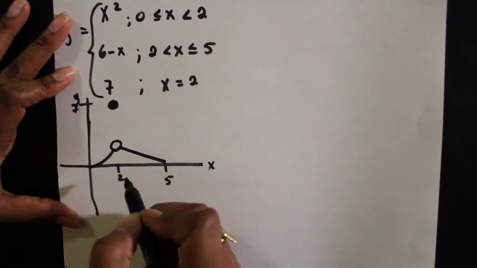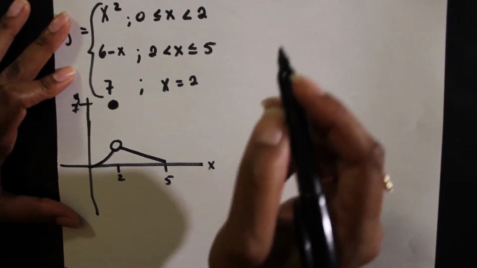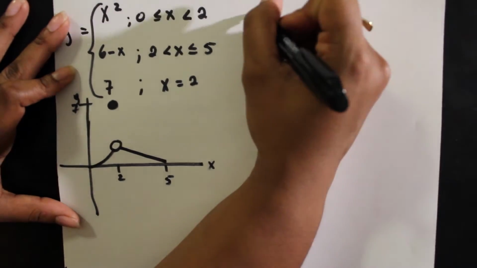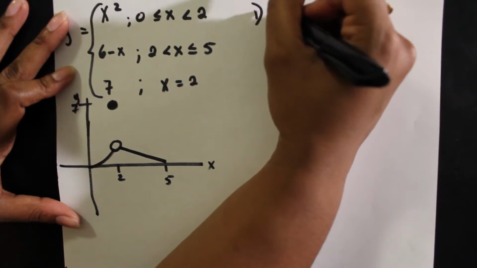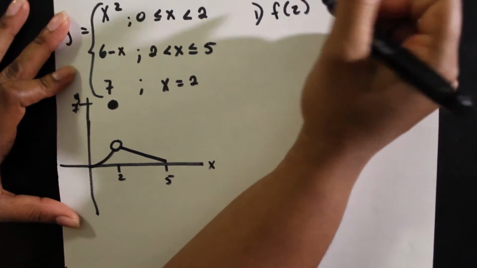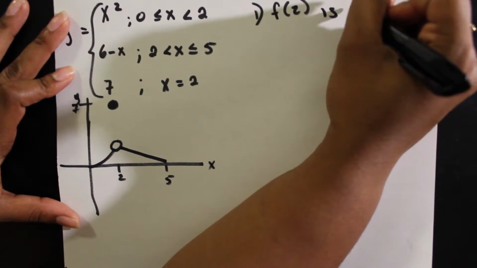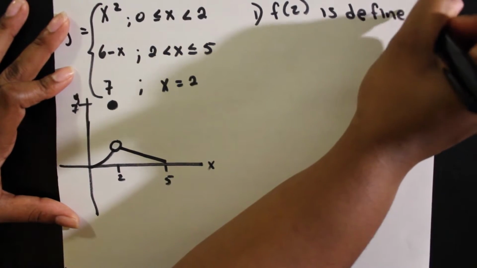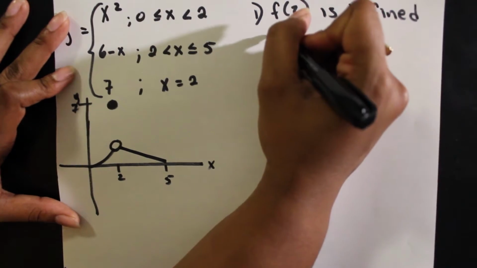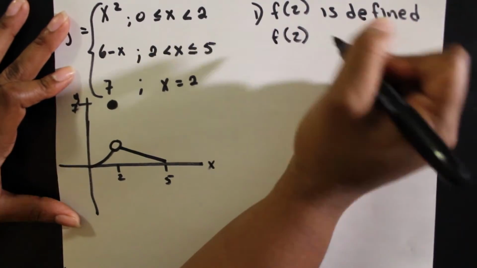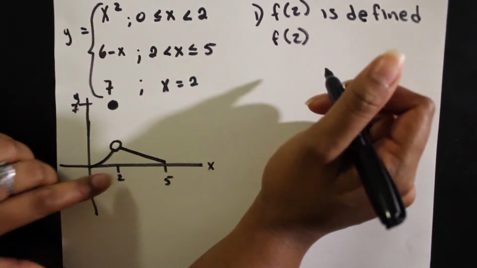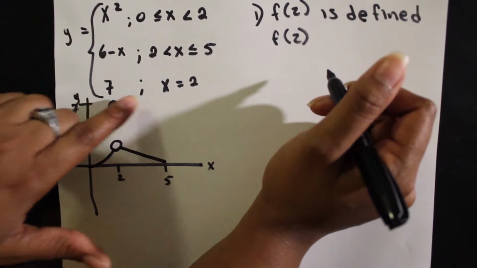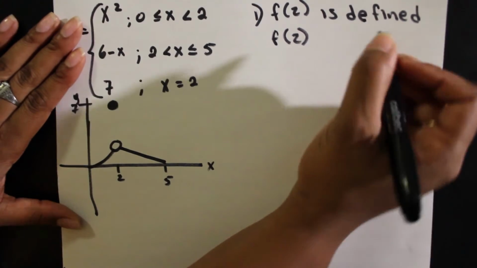So in order to check if this function is continuous at x equals 2, we need to first check if f of 2 is defined. So, what does f of 2 equal? If we look at our function at 2, we know that it equals 7 based off of this function.